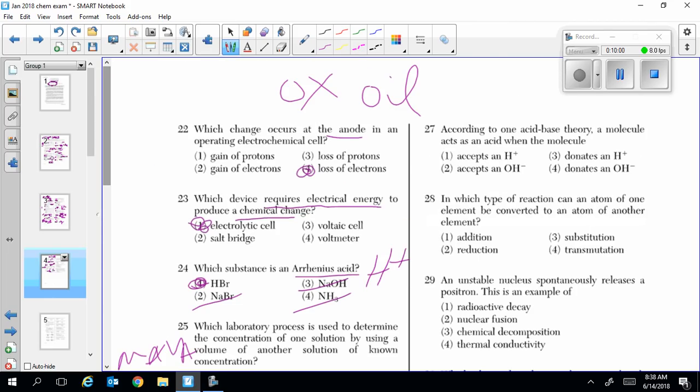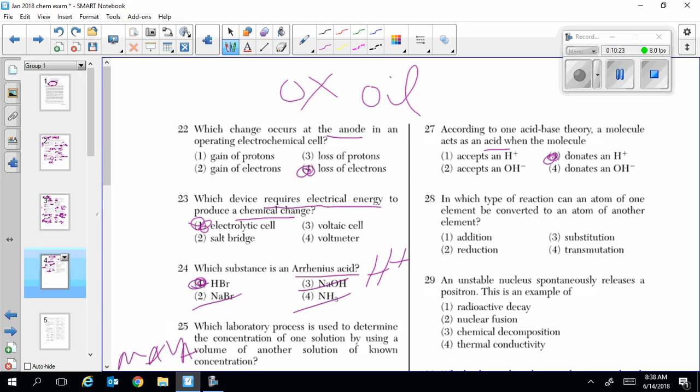According to one acid-base theory, a molecule acts as an acid. All right, acids always have the same definition. They donate H+ in a solution. A base, however, has two definitions. It either is a metal with an OH that donates an OH-, or it accepts an H+ and takes it out of the solution, making the pH go up.